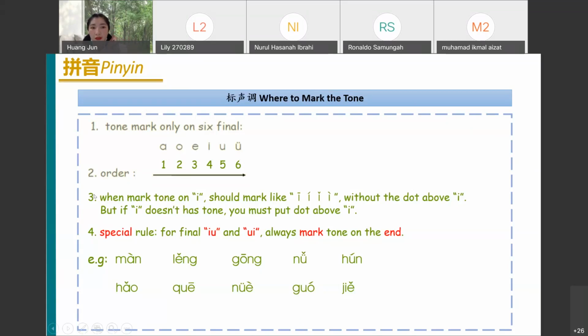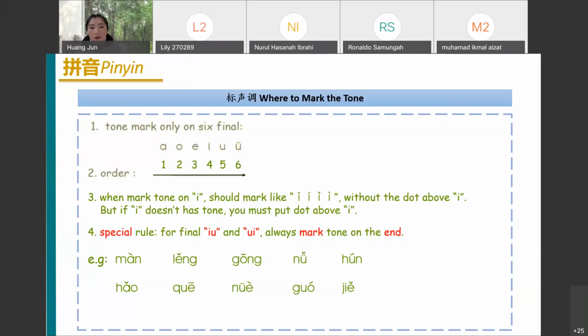Then rule number 3 over here: when you mark a tone on the letter Ê, you should mark it this way, without the dot above E. Did you find the difference? We don't mark the dot above E when you have a tone mark. But if the letter E doesn't have a tone mark, then you must put the dot above E. It's like we give E a hat to wear. If it's not wearing the tone mark, then you must put the dot above it. Okay, this is rule number 3. I hope you can remember.